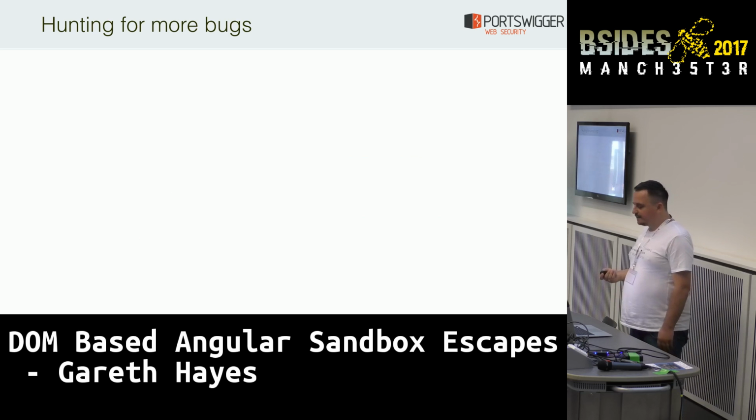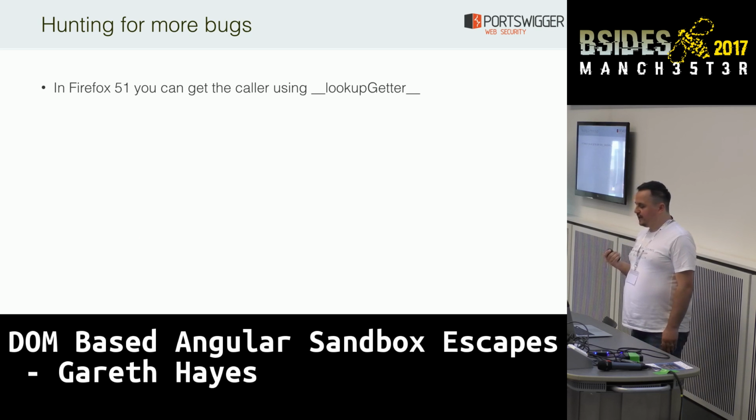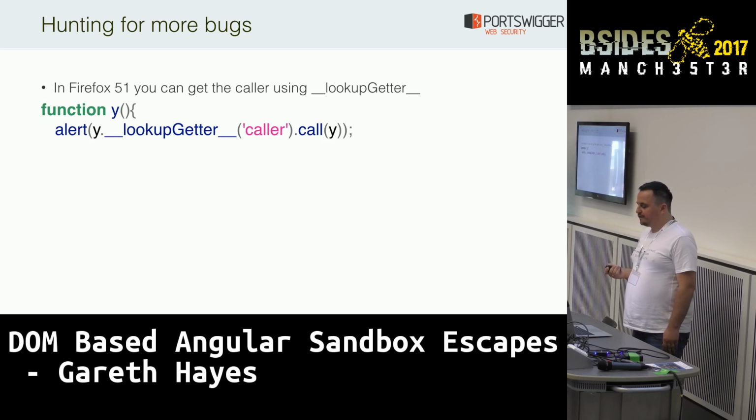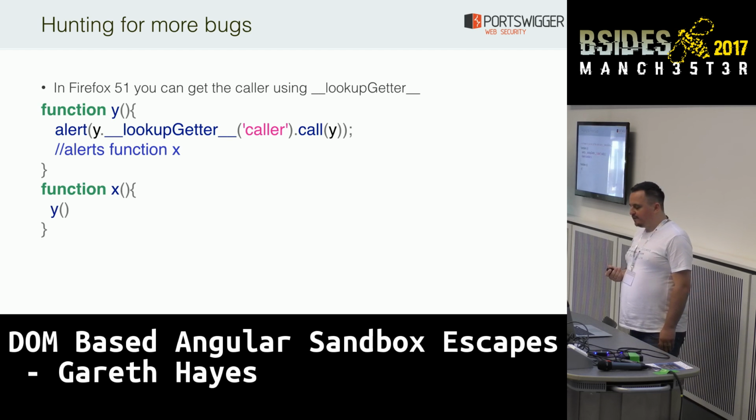So the attack failed. But interestingly, another thing I found was in Firefox 51, you can get the caller using lookup getter. So if we have a function of x which calls y, then the y function has a lookup getter method.